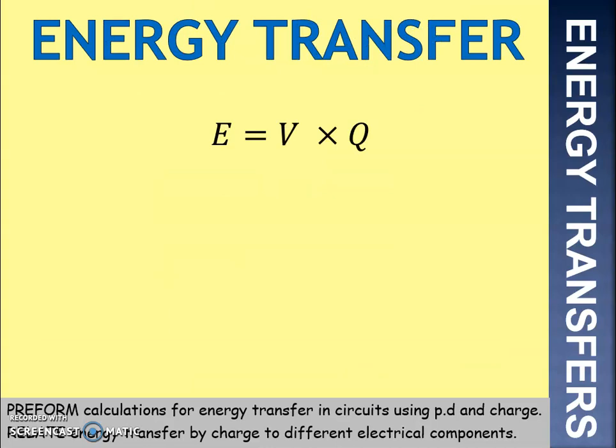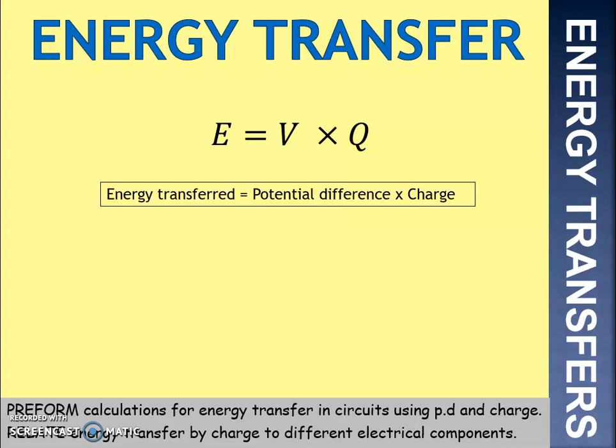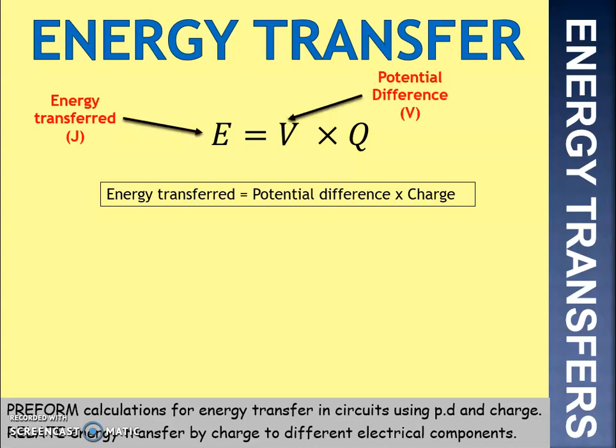E equals V times Q. Those symbols mean this. Energy transferred equals potential difference times the charge. So the amount of charge that flows multiplied by the potential difference tells us the energy that's been transferred. Energy transferred is in joules, potential difference is in volts, and charge is measured in coulombs. So coulombs, this is the measurement of charge.